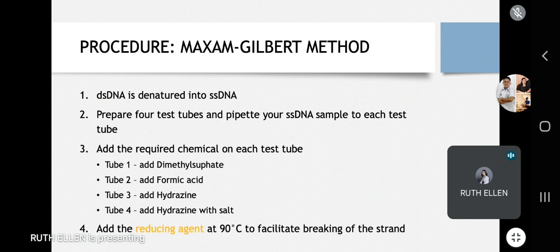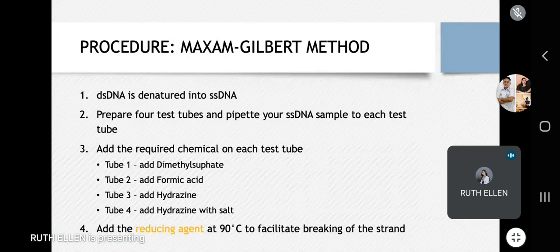So, summarize lang natin yung procedure natin. So, first, the double-stranded DNA is denatured into a single-stranded DNA. Next, we prepare four tubes, okay? And pipette our single-stranded DNA sample to each test tube. So, i-aliquot natin siya into 4 tubes, okay? Next, we add the required chemical on each test tube.